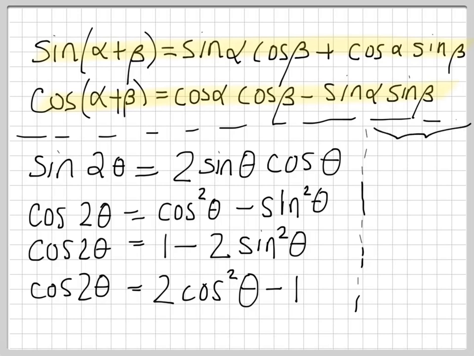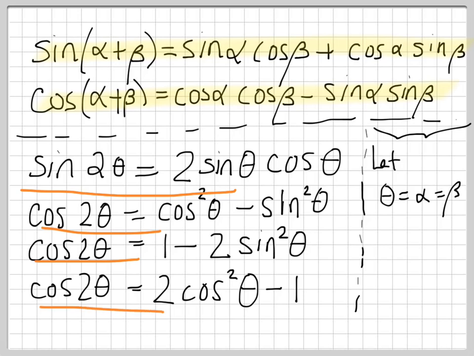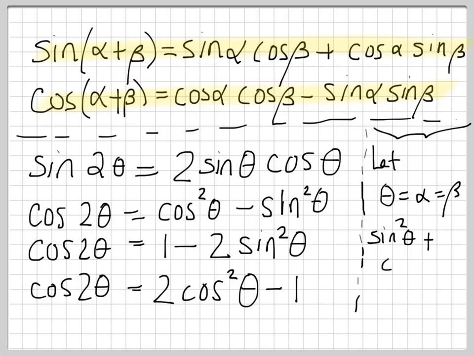If we take these two formulas and you let theta replace alpha and beta, you get all of the formulas down here on the left. Every single one of these comes from the formula up top, and also using the sine squared plus cosine squared equals one formula, right? So if you take the top two formulas into consideration, you can get a lot of formulas for free.